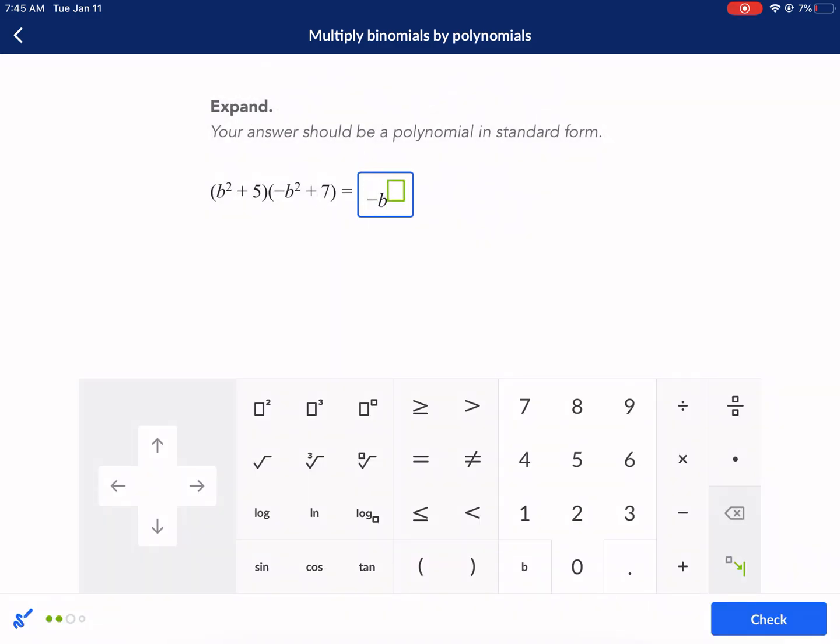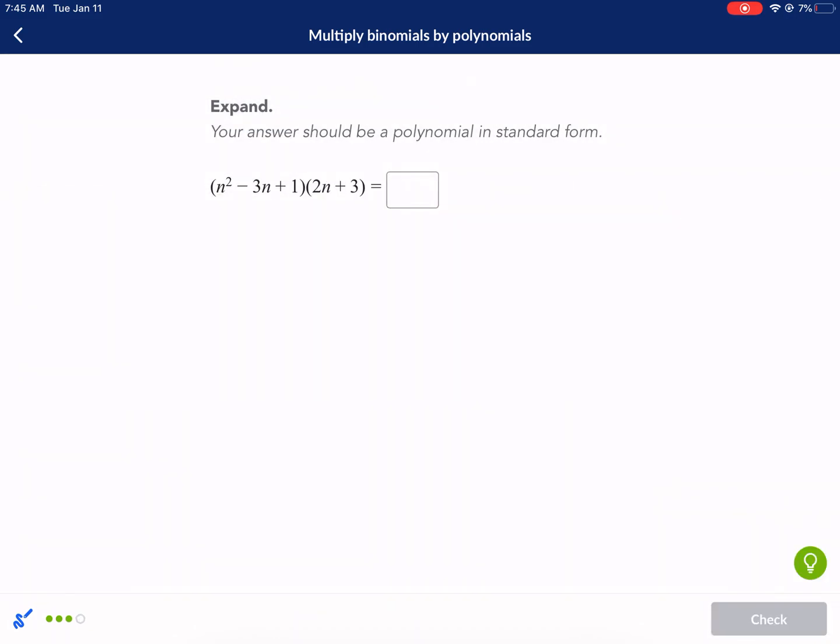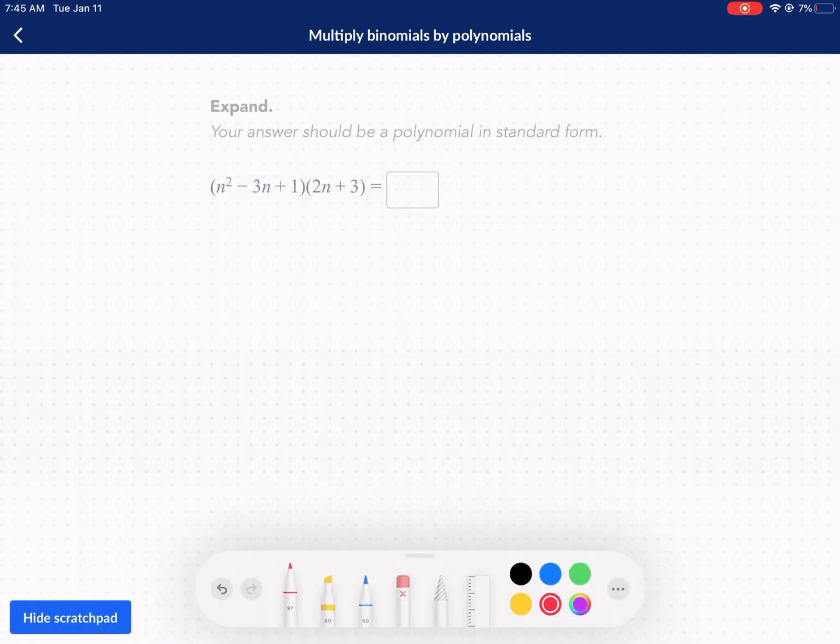So I have negative b to the 4th power, plus 2b squared, and then plus 35. And I think we're on to the last one now. Okay, so again, we have another trinomial.